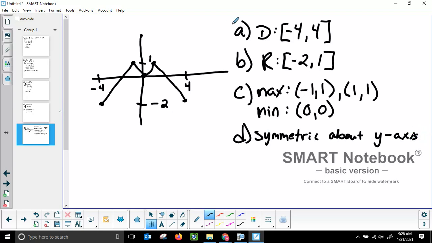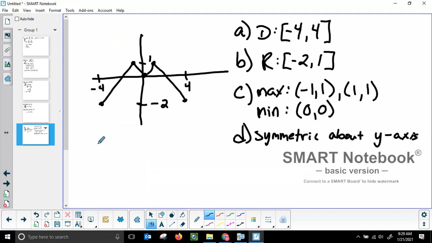Just for clarification and explanation, to be symmetric about the origin, for any point x comma y on your graph, the point negative x comma negative y has to be on the graph also. So for instance, if the point 1, 1 is on my graph, which it is, if this were symmetric about the origin, it would have to have the point negative 1, negative 1, which it clearly does not. But for every single point that's on this graph, if you took the exact opposite of both coordinates, it would also have to be on the graph. That's what it means to be symmetric about the origin.